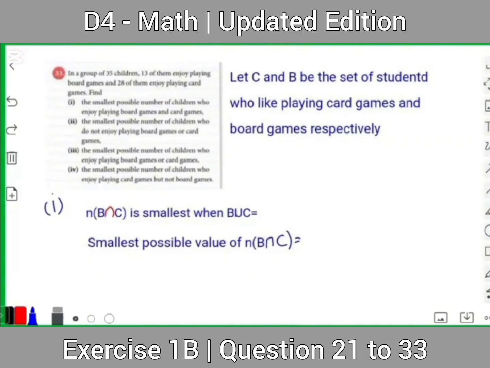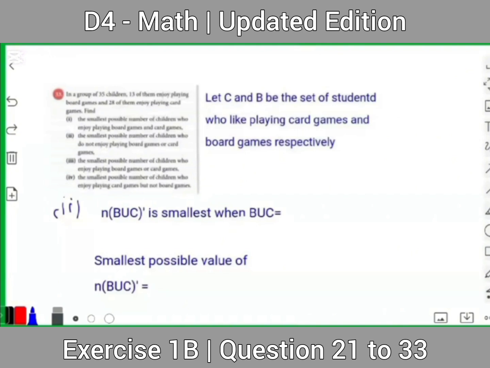So in part 1, n of B intersection C is smallest when B union C is equal to the universal set. So the smallest possible value of n of B intersection C is 13 plus 28 take away 35, the total number of children, and it will give us 6. So the number of children who enjoy playing board games and card games is 6.